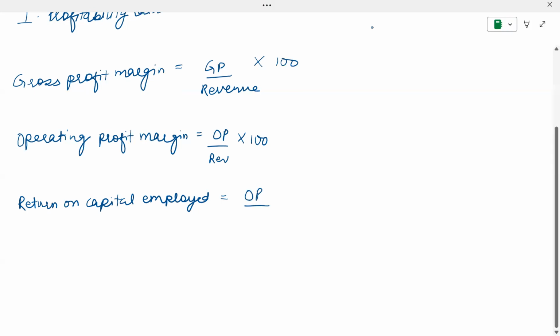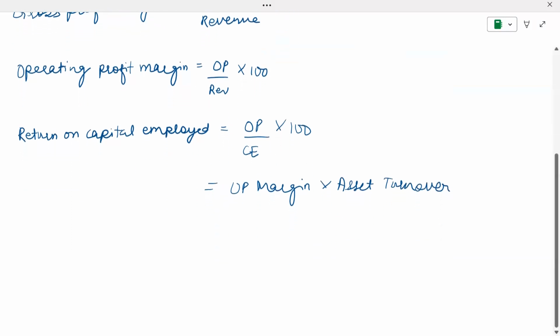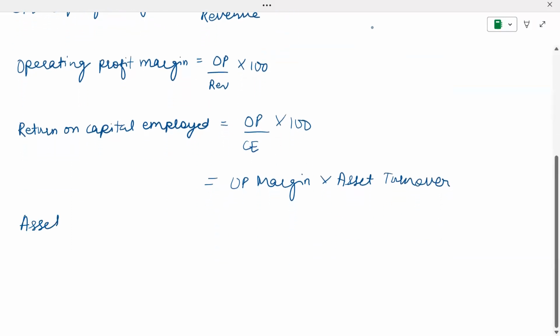You can calculate the return on capital employed using operating profit divided by capital employed multiplied by 100. Another formula which you can also use is operating profit margin multiplied by asset turnover. Both of these formulas are going to give you your return on capital employed. The formula of asset turnover is revenue upon capital employed.